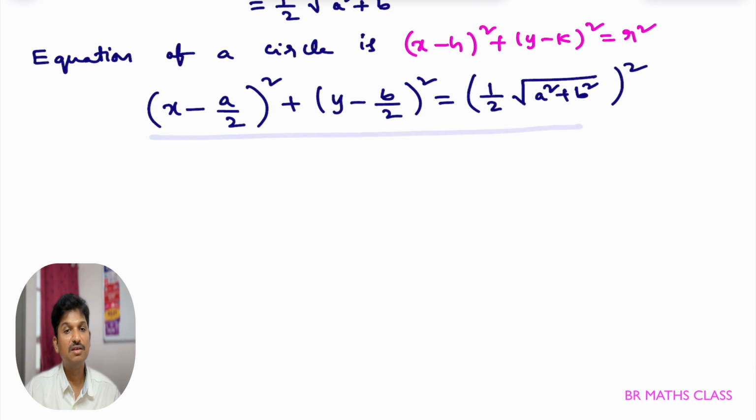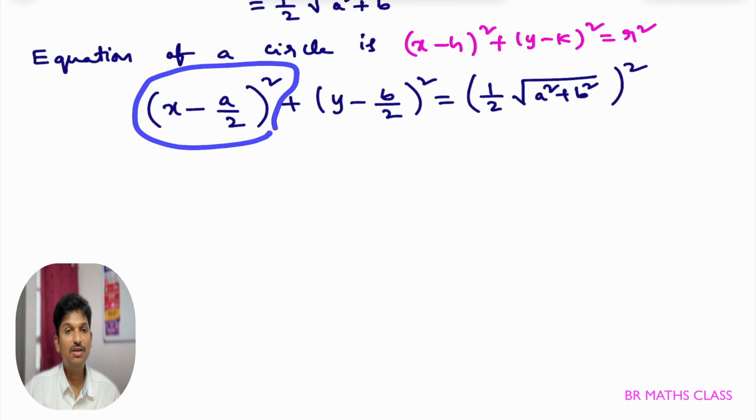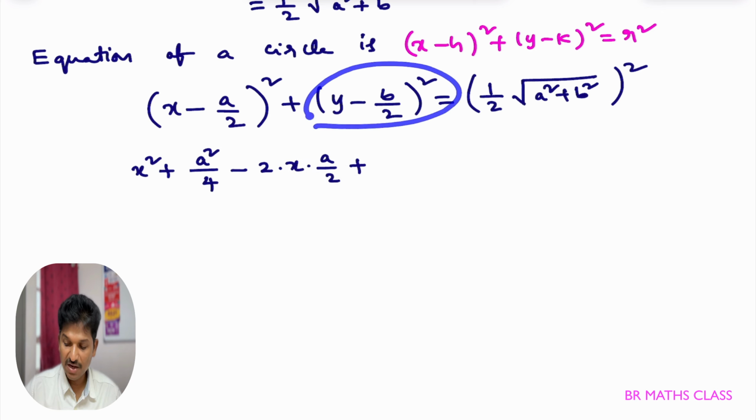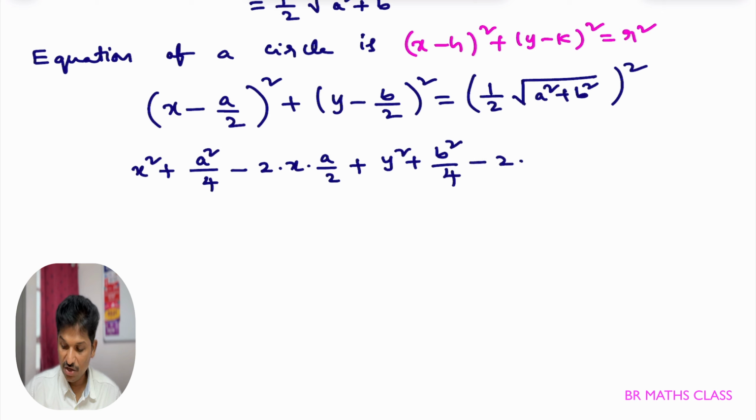Now you simplify this. This is (a minus b) whole square formula. You expand this. What will you get? x square plus a square divided by 4 minus 2ab, 2 into x into a by 2. Okay, now you expand this, again (a minus b) whole square formula: y square plus b square divided by 4 minus 2ab, 2 into y into b by 2. And this side, when we square this, 1 by 2 will become 1 by 4. And when we square this, root 2 will get cancelled. You will get a square plus b square.